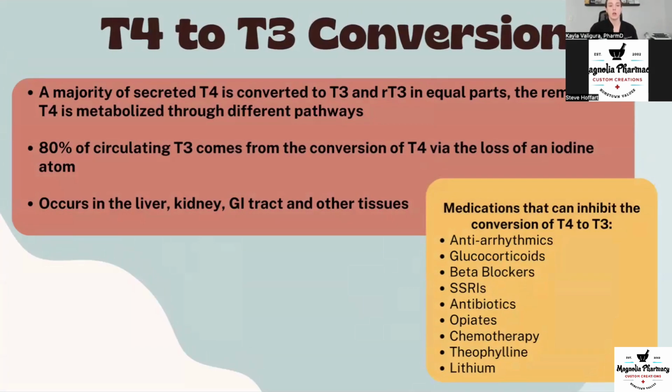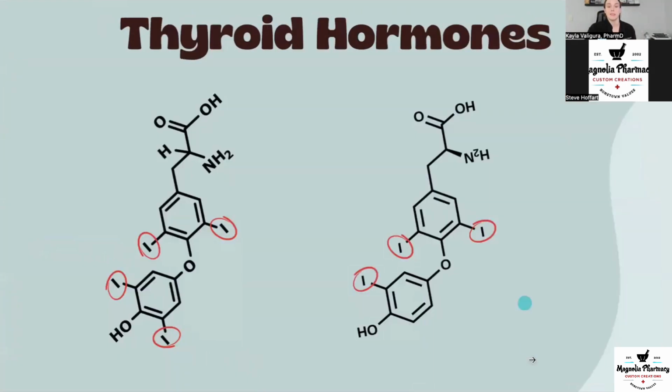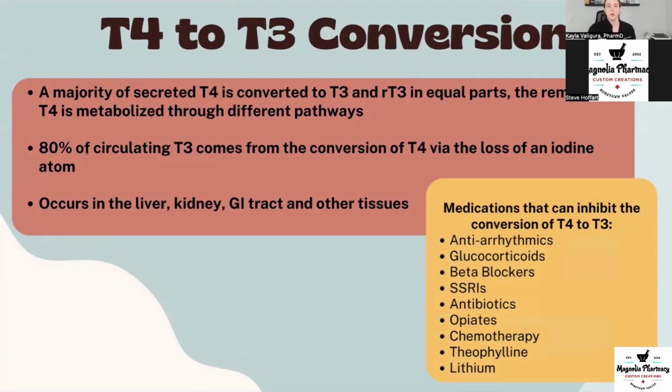Okay, so talking about T4 to T3 conversion. I told you that the T4 hormone by itself is inactive and must be converted to T3, the active form. So a majority of the T4 that's secreted from that gland, that 80 to 90%, is actually converted to T3 as well as reverse T3. What reverse T3 is, is basically that the iodine group gets taken off the wrong ring. So it is converted in equal parts T3 and reverse T3 in a healthy individual. And then the rest of the T4 is metabolized through different pathways.